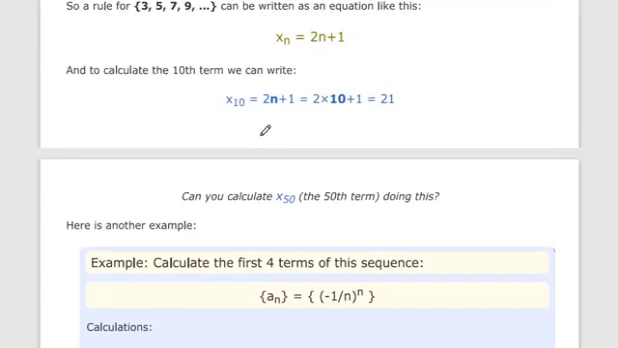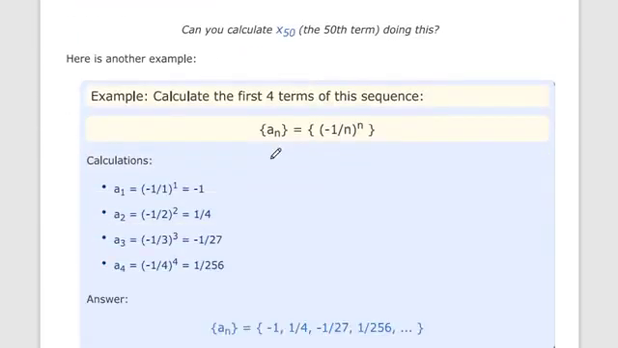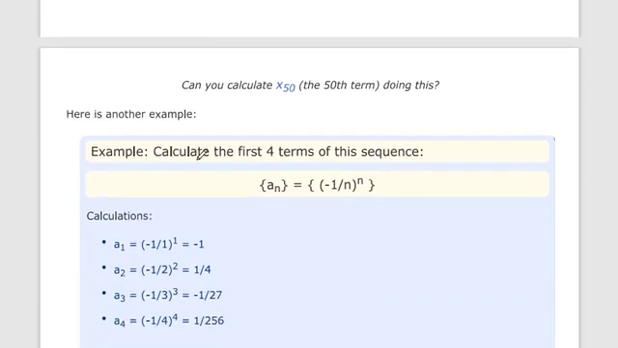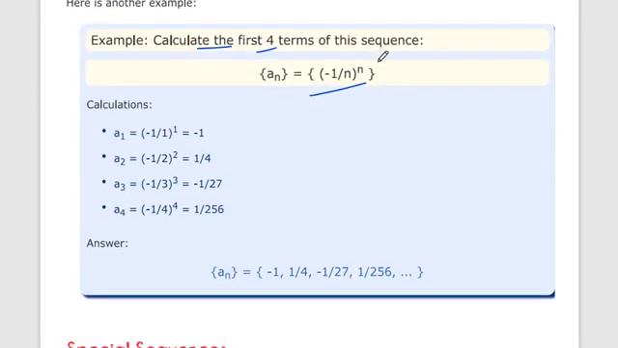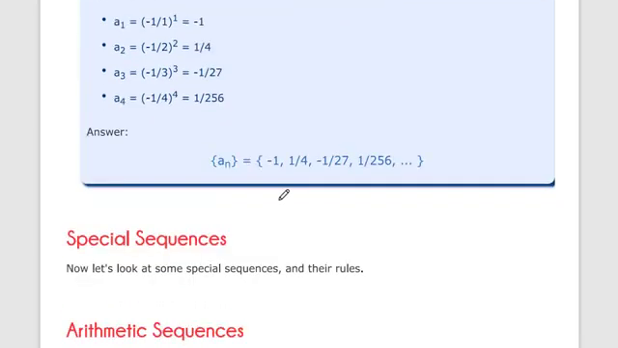With the help of the rule we can calculate any term. So this is an example: calculate the first 4 terms of the sequence. They have already given 4, so we put n equal to 4 and we get the sequence.